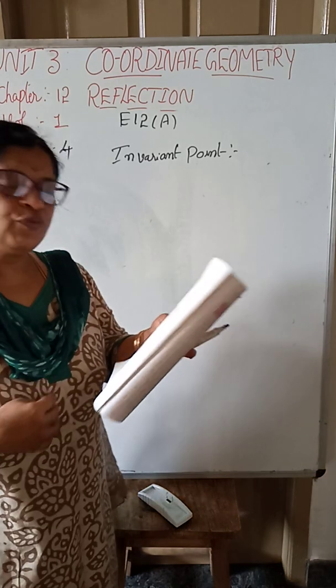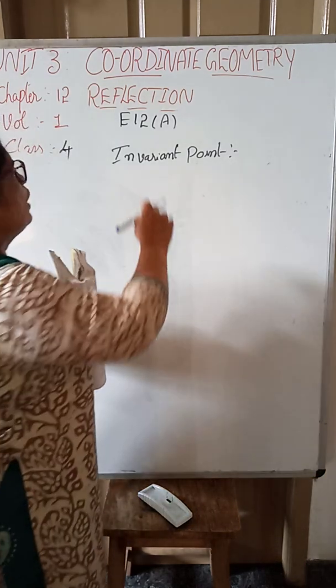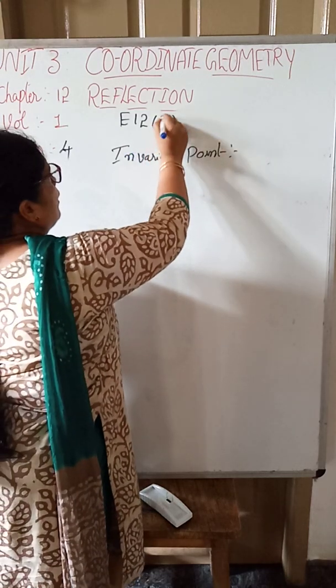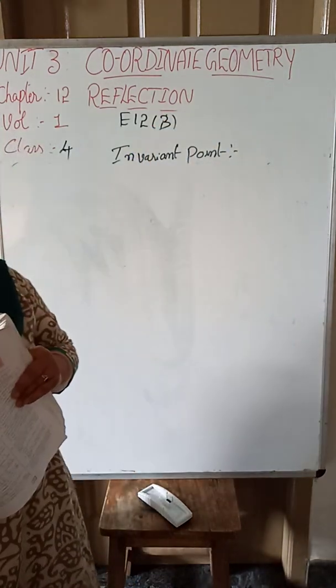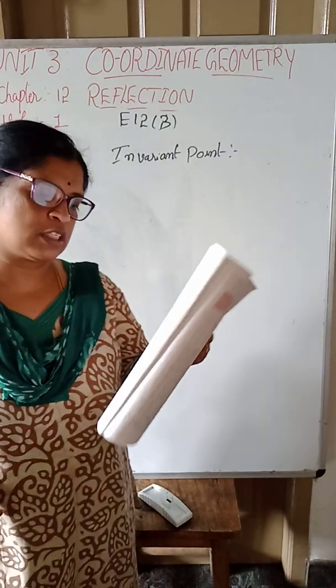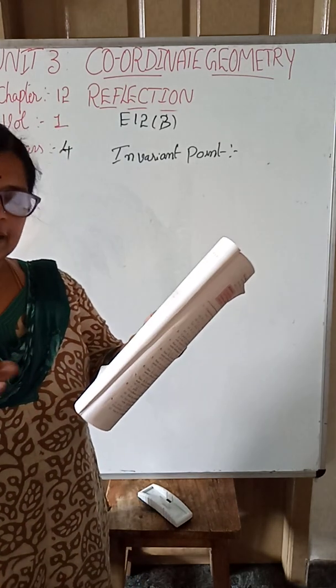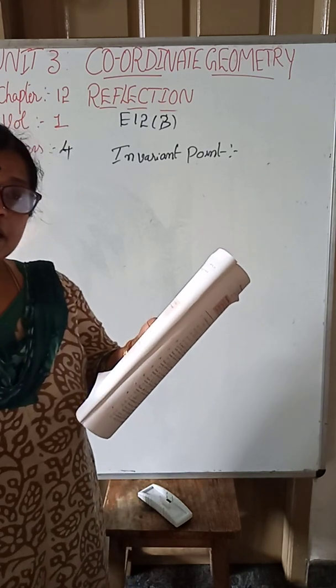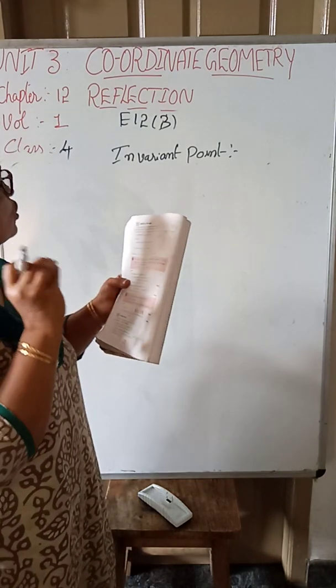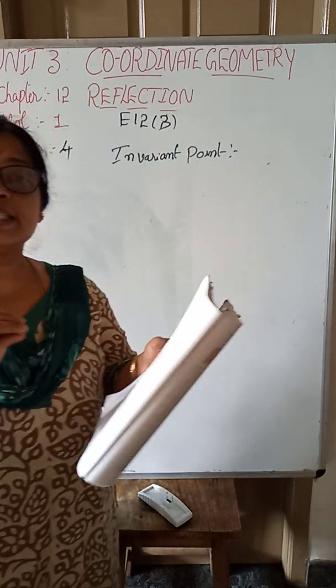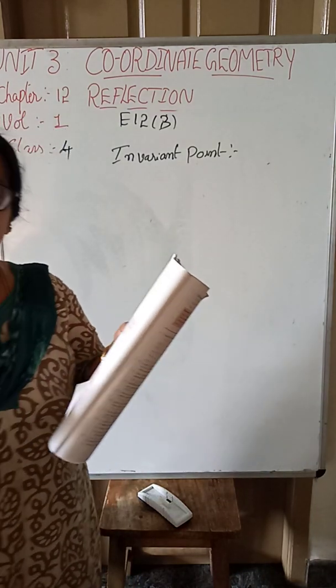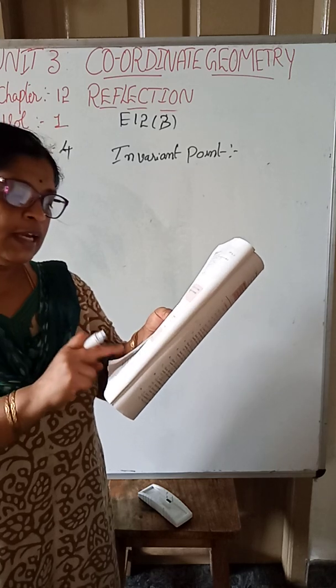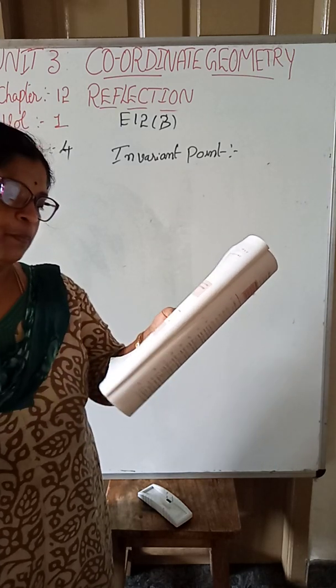Children, before I go to exercise 12B: in exercise 12B, the first problem you are able to do by yourself, because it is related to what you have learned in 12A. Now, in exercise 12B, the second problem is about invariant points. So, before we go to that problem, let me teach you about invariant points.